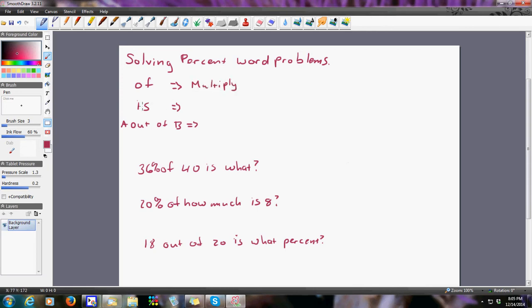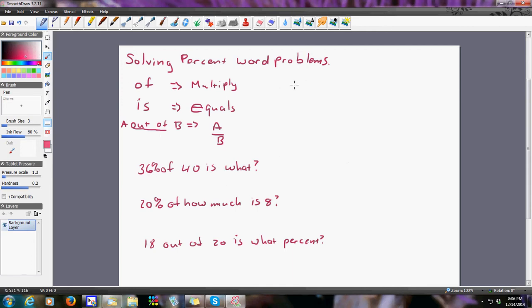The second is that "is" means equals, or is equivalent to. And if you see this phrase, something out of something, A out of B, it really means a fraction, A over B. Now, I'm going to show you exactly what I mean.